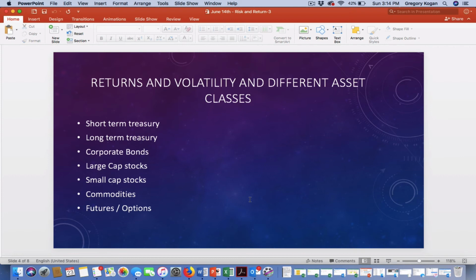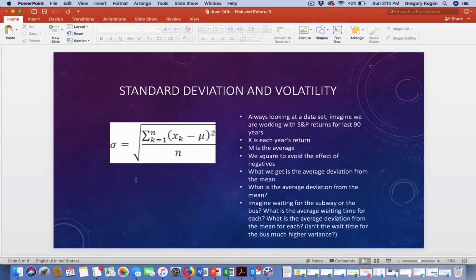So these are different asset classes that pretty much go from low volatility to high volatility, with derivatives being the most volatile, and small cap stocks being more volatile and having more returns as well. The other ones we mentioned previously.